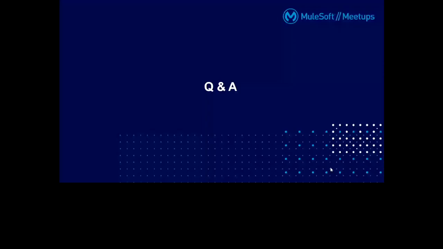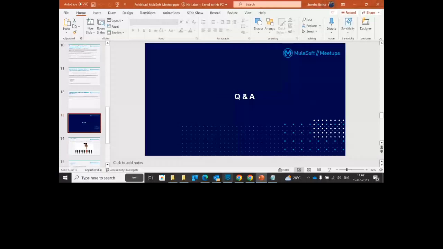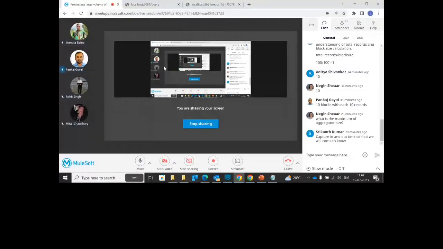Any questions? Yeah, there are some questions, JB. Yeah. Is there a limitation on maximum aggregator size? By default, Salesforce only supports 200. If you are sending more than 200 records in one aggregate batch, it will not allow it. Basically, it will error out. The Salesforce API has a limitation; that is how it is designed.